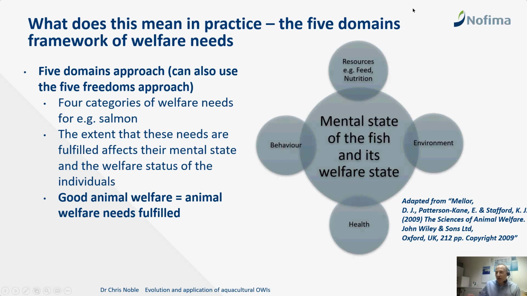Needs can be based on the resources the fish have, the environment they're subjected to, and also the health and the behavior. All of these contribute to the mental state of the fish and ultimately its welfare state. Basically, good animal welfare means that all or the majority of the animal's welfare needs are fulfilled.